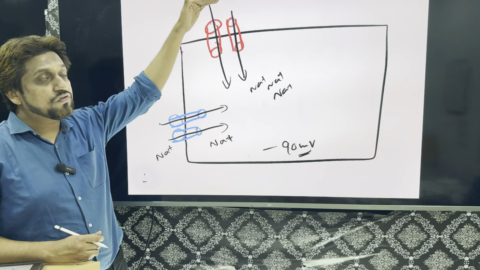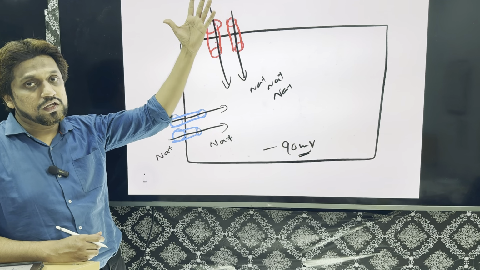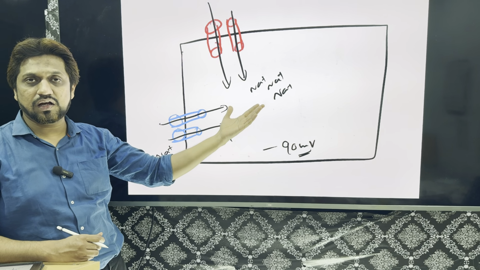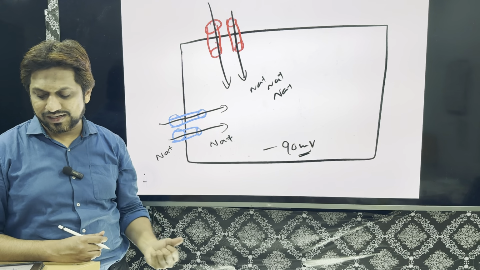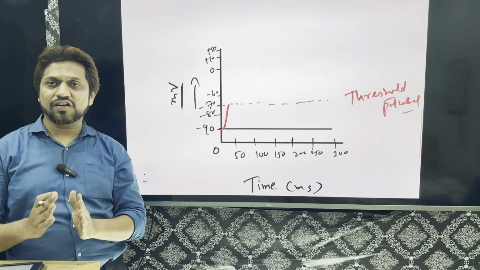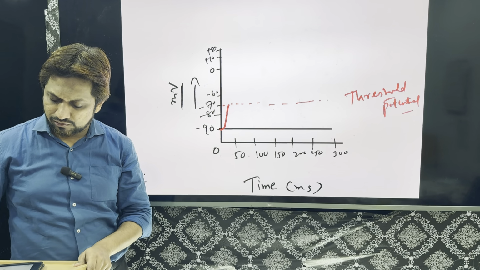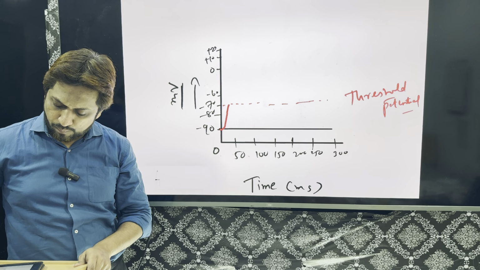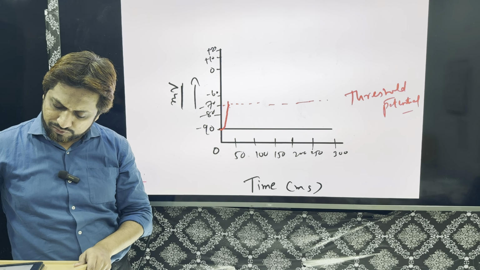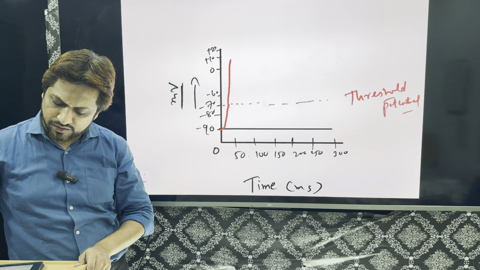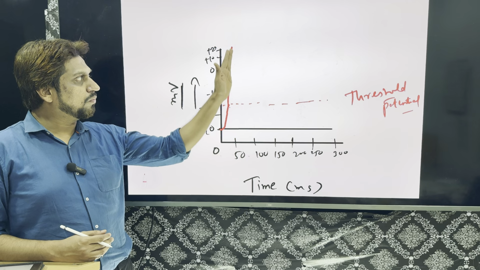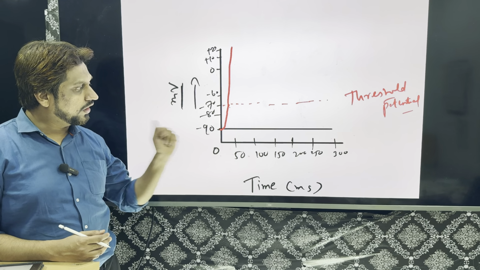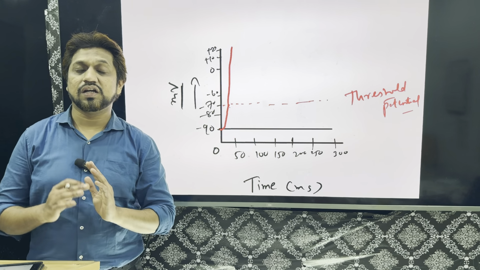Why? Because outside, in the extracellular fluid, there is more sodium, and less in the ICF. So a large amount of sodium will enter, and the potential inside will grossly tend to become positive, that is minus 70 to minus 60, minus 50, up to 0, up to plus 10, and up to plus 20. Grossly it will tend to become positive. Now this phase is known as depolarization.